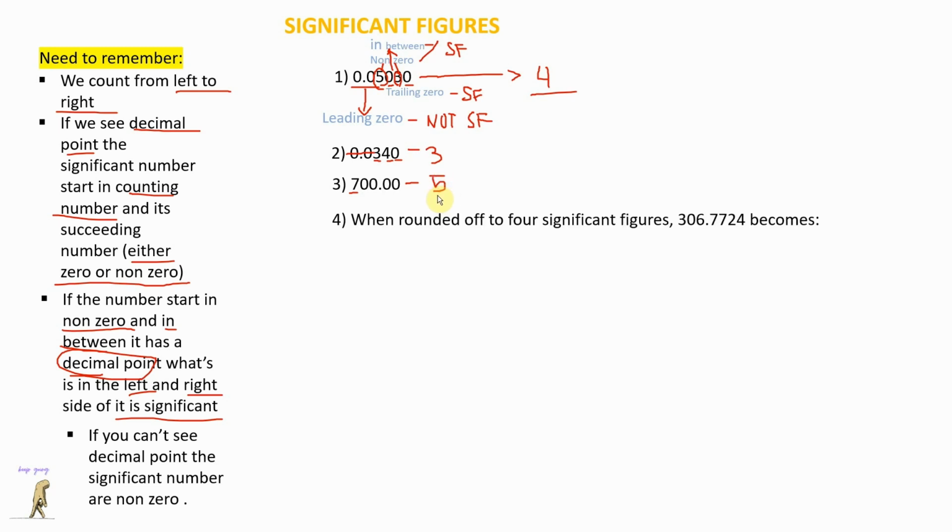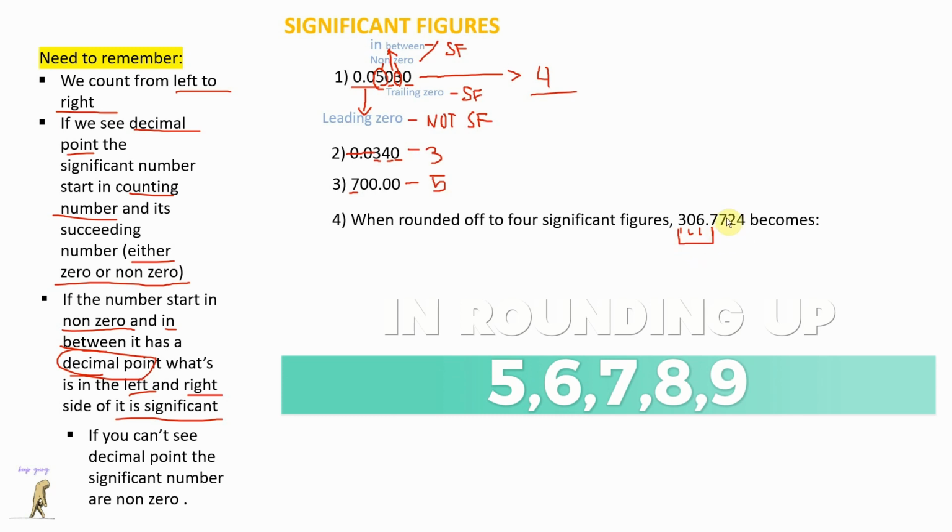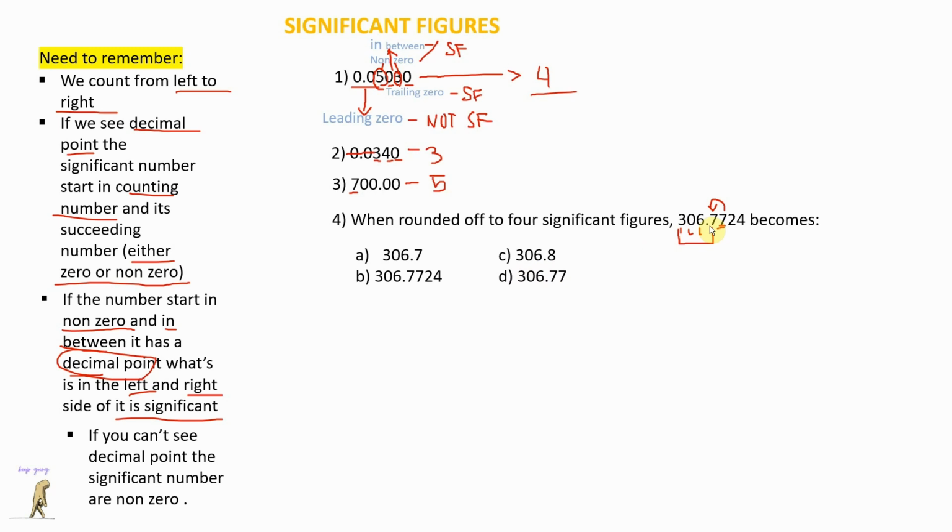Next, let's round off to 4 significant figures this specific number. Let's count 1, 2, 3, and 4. Here, these are our significant figures. And we know that the next number that we have here is 5, 6, 7, 8, 9, so we are rounding off the preceding number. So the answer here is 306.8. You just round off.